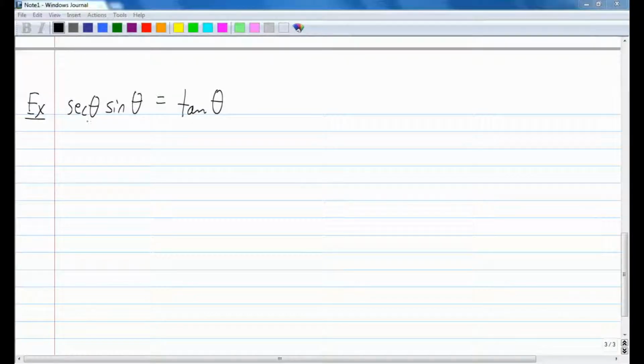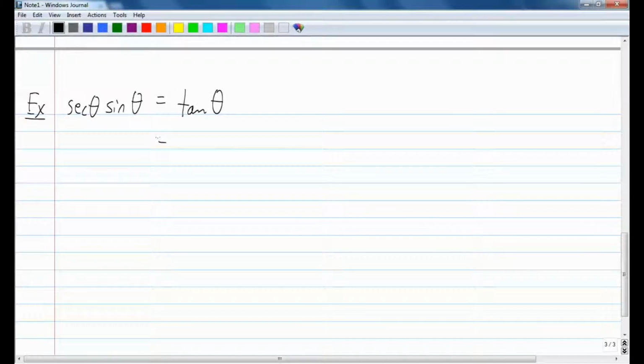Let's take a look at this identity. Secant of theta times sine of theta equals tangent of theta. So with identities, we always want to make sure we work with the more complicated side. About 99% of the time, you only will have to work with one side of the equation. You do nothing to the other side. And the side that's simpler gives us a goal, tells us what we're going towards.